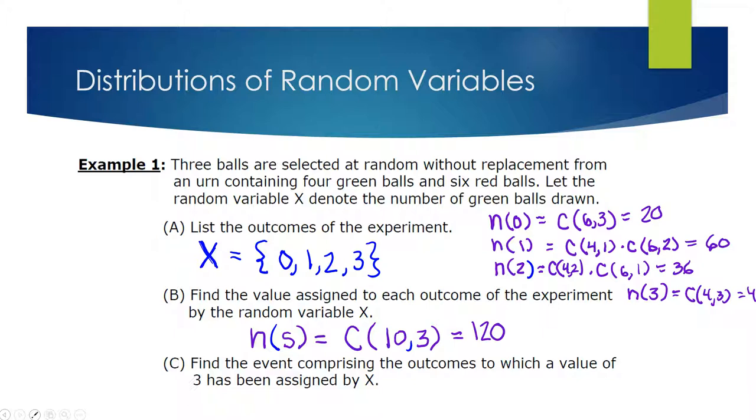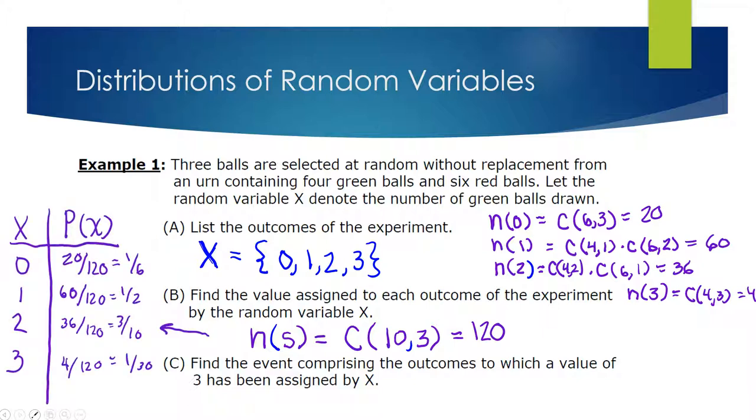So when I make up my probability distribution, the probability of 0 is 1 out of 6 when I simplify. The probability of getting 1 green ball is 1/2. The probability of getting 2 green balls is 3/10. And the probability of choosing 3 green balls in 3 selections is 1 out of 30.